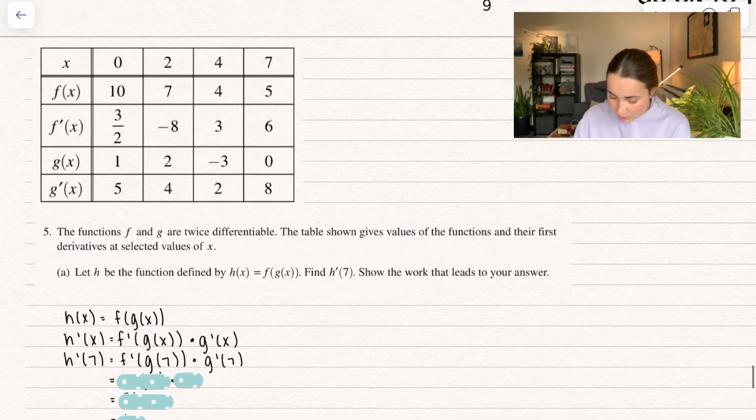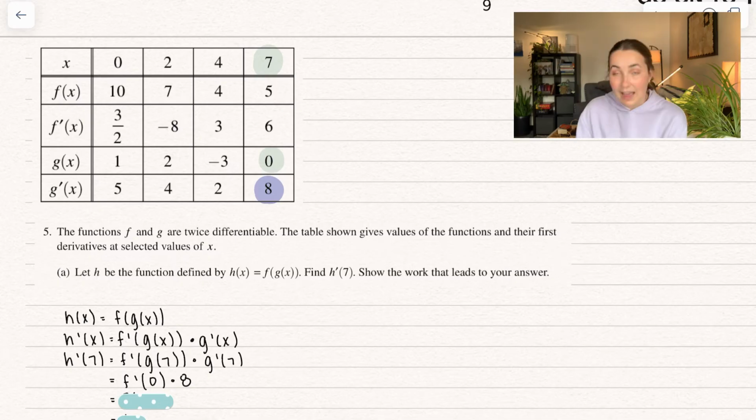And first what we need to do is find g of 7. So I'm going to look at my x's. I have 7. I'm going to go to g of 7, which is equal to 0. So first we have f prime of 0. We can also find g prime of 7. So g prime is going to be right here. So that's going to be a value of 8.